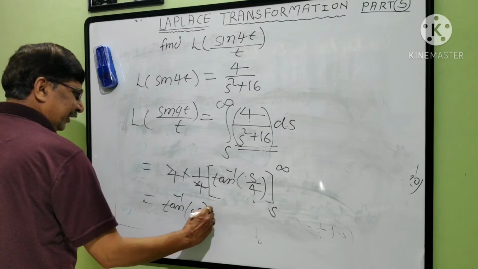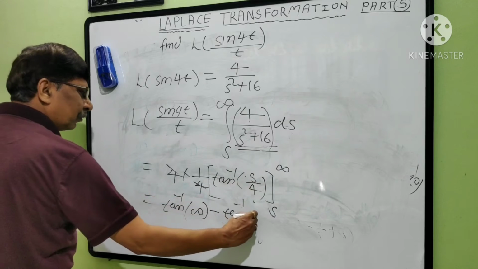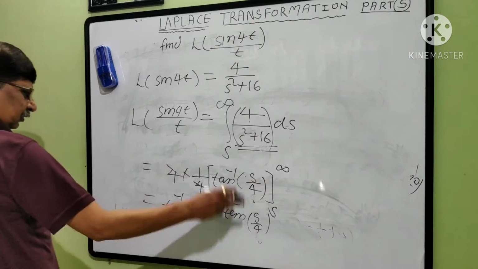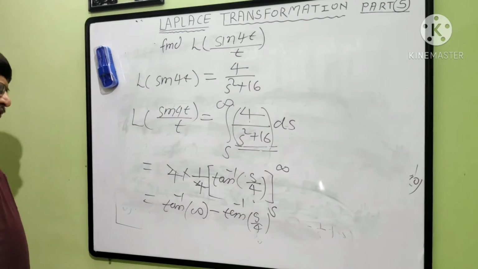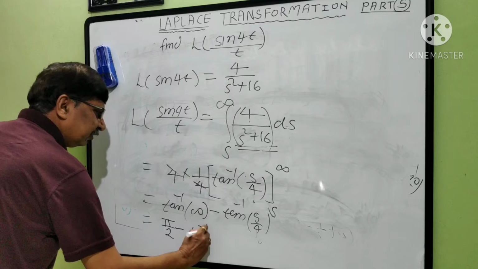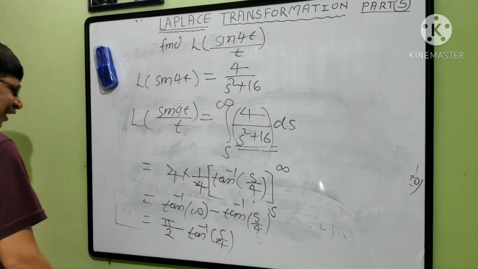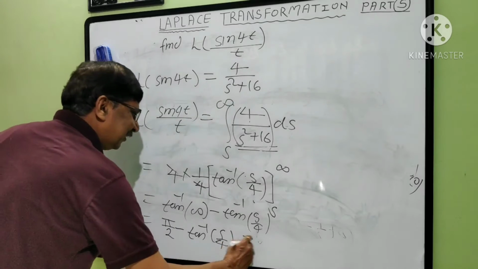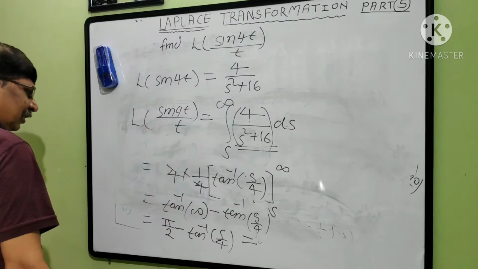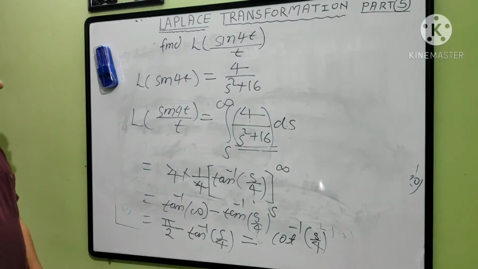Tan inverse infinity minus tan inverse of this s by 4. Tan inverse infinity, you know, that is pi by 2. Pi by 2 minus tan inverse s by 4. Now pi by 2 minus tan inverse x is cot inverse. Therefore we can write, if you know, write. Otherwise not necessary. Pi by 2 minus tan inverse s by 4 will be cot inverse s by 4. It is the answer. Okay, any doubt?